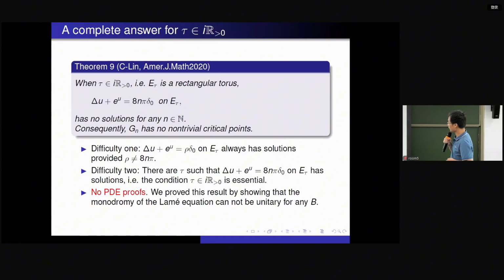Jointly with Lin, we can give a complete answer for tau purely imaginary. That is, the torus is a rectangular torus. We can prove that as long as the torus is a rectangular torus, then this equation, for any integer n, has no solutions. So then the Green function G_n has no non-trivial critical points. So for tau purely imaginary, G_n has exactly 2n plus 1 critical points, which are all trivial critical points.